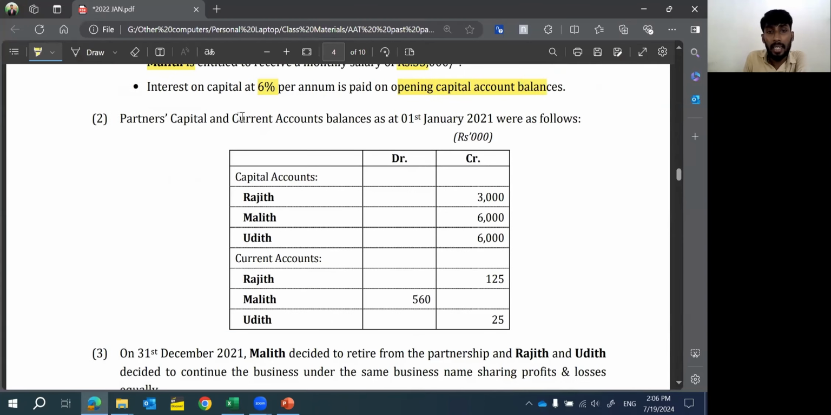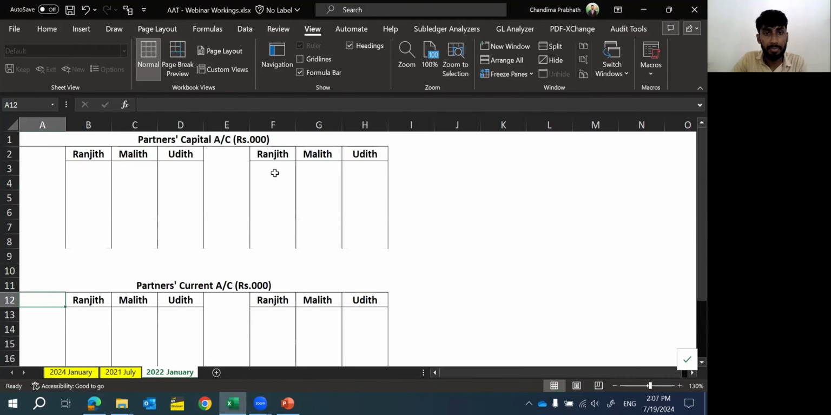Partners' capital and current account balances as of 1st January 2021 were as follows. Capital and current account balances are given. Since we are doing the question, we can directly record them. So, capital accounts for R, M, and U respectively: 3,000, 6,000, 6,000. Let me record.